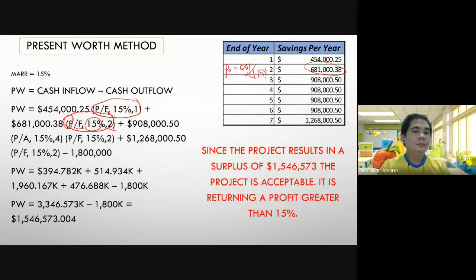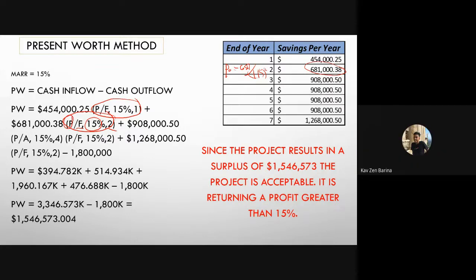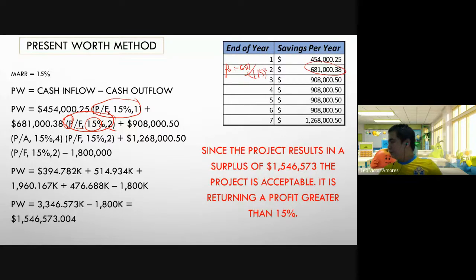Hello. Do you still have questions? Let me look at you. Yes, sir. Wait, let me see with my magic wand. So there are no questions with regards to the present worth method. None, sir. Sure. Sure na. Okay, I'll proceed.